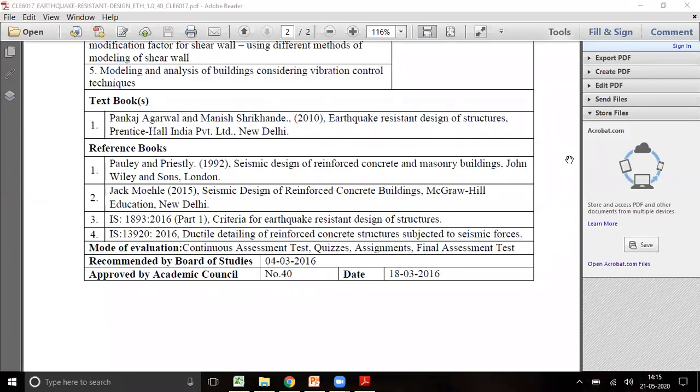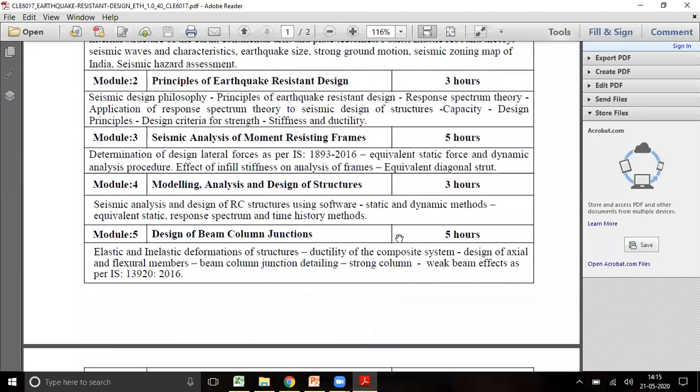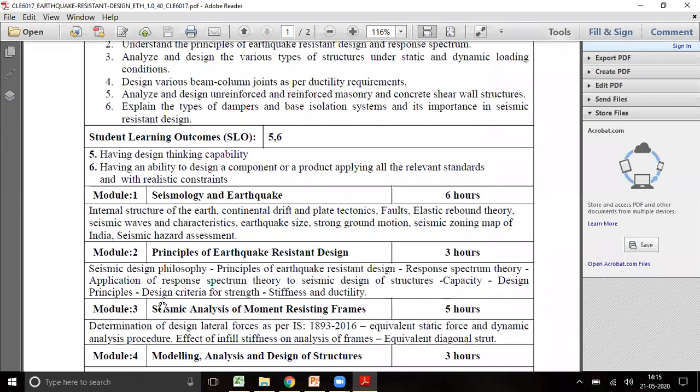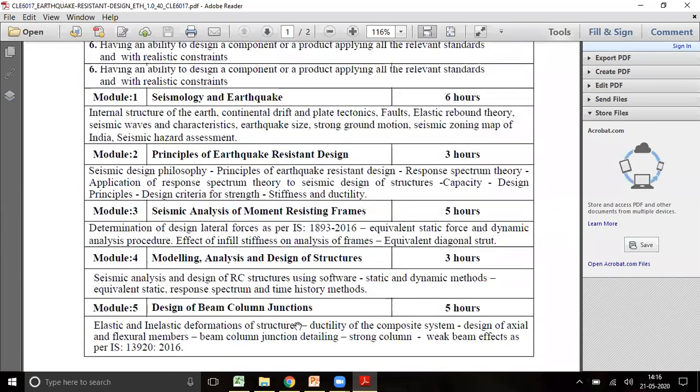So, this strong column weak beam design criteria is there in module 2. So module 3, 4 and all we'll see later.